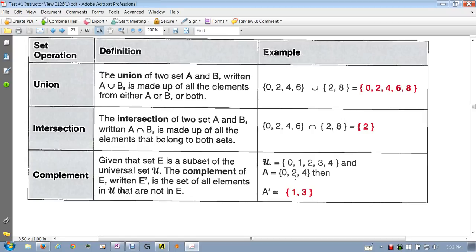What is A intersect A complement? No, A intersect its complement. So what is it? The null set or the empty set. So anytime you try and intersect a set with its complement, it's always going to be the empty set.